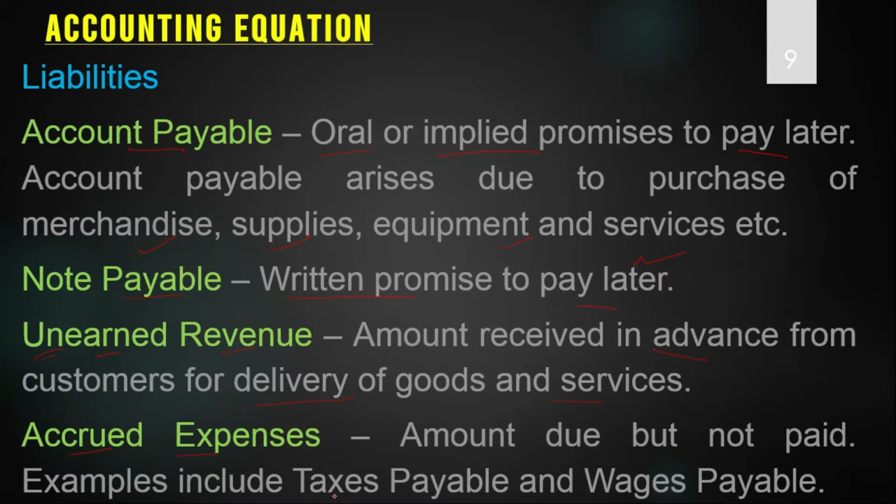For example, the taxes are due by the end of the month but you have not paid. The wages are due to the workers but you have not paid. The salaries are due to the employees but you have not paid by the end of the month or by the end of the year. So any amount which is due and you have not paid is called the accrued expenses, and this is also your liability until you make the payment.